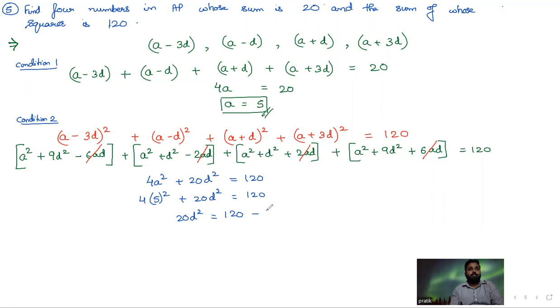So 20d square is equal to nothing but 120 minus 5 plus are 25. 25 into 4 is 100. That is nothing but 20. 20 divided by 20 is your d square. So from here, d turns out to be plus minus 1, depending on whether it is an increasing or a decreasing AP. Again, they have not mentioned. So we'll have to consider both of it and then find out our required answer.